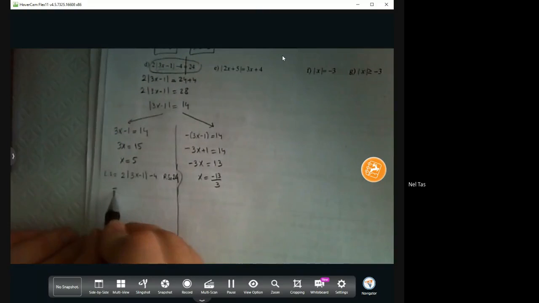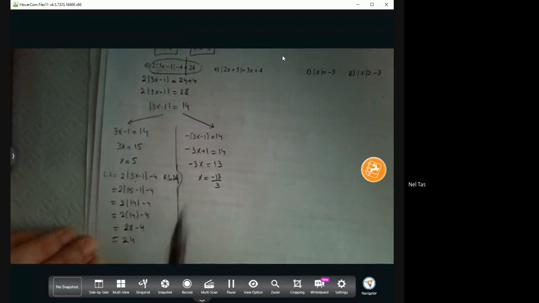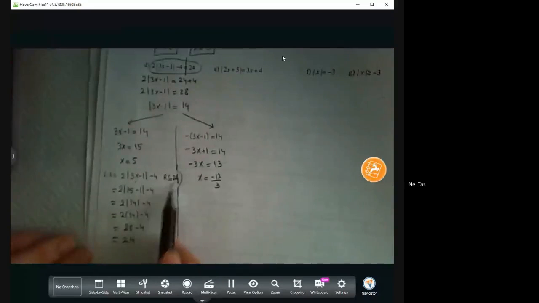So now we substitute 5 for x. 3 times 5, 15. Okay, so absolute value of 14, which is 14. So 28 minus 4 gives you 24. And right side is also 24. So left side equals right side.